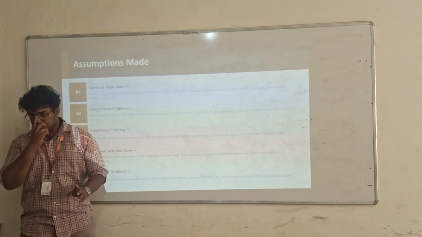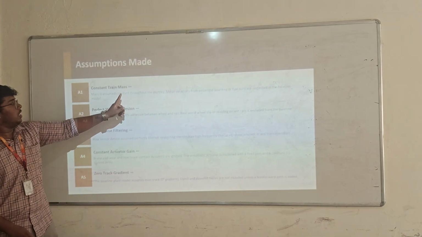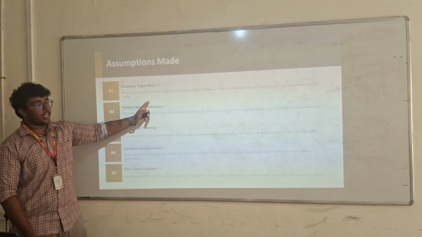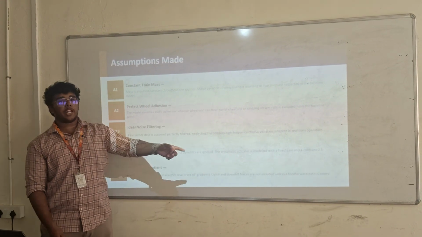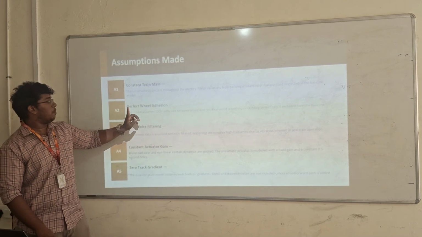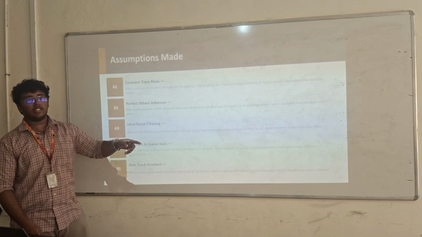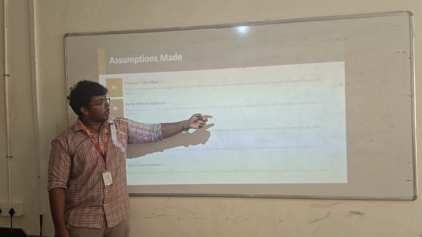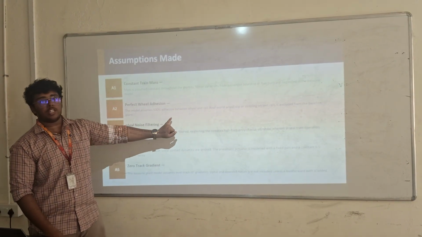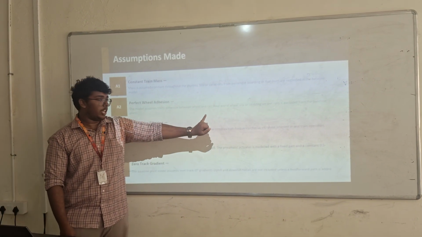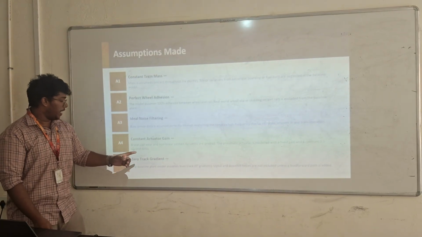Here, 5 assumptions are made. First, the train's mass. The mass is considered constant, but there might be some variations due to passengers getting in and out of the train. Next, perfect wheel adhesion. Wet conditions are not considered since they might lead to slip or skidding on the railway track. So 100% adhesion of the train to the railway track is assumed. Next, ideal noise filtering, constant active train and zero track gradient.